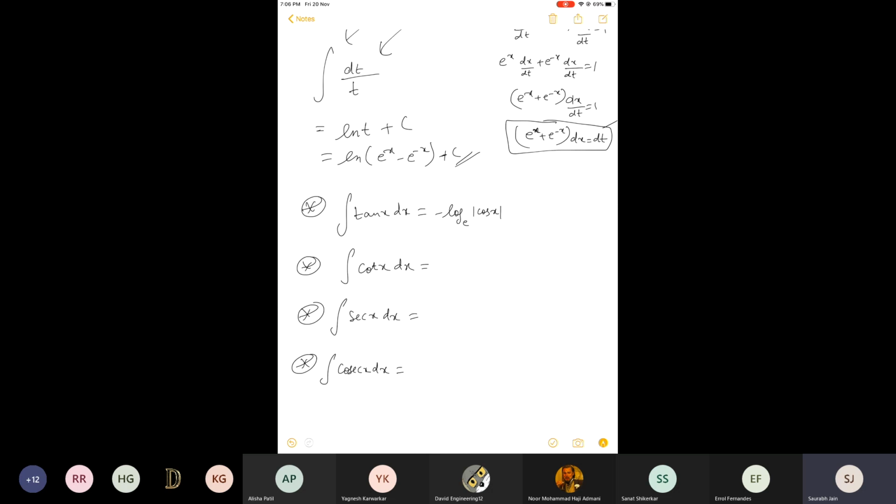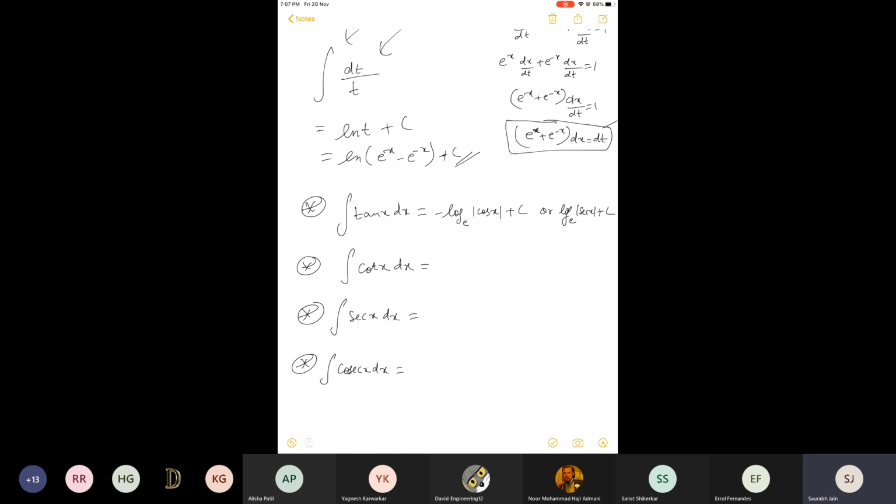See, in some books there is mod with cos, and in some books it is simply minus log cos x plus c. I told you in the previous class also, both are fine: either minus log cos x plus c or minus log mod cos x plus c. In indefinite integration it is really fine. It doesn't matter whether it is mod or not, because it is understood that log is defined for positive values only.